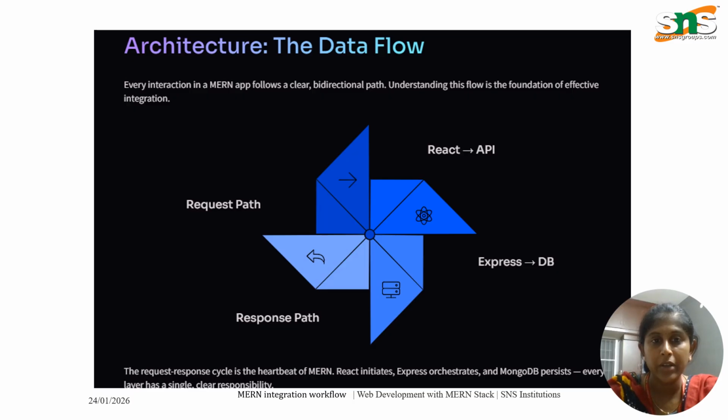This diagram shows the architecture and the data flow in the MERN application. The process begins with the React frontend. When a user performs an action, React sends an HTTP request to the backend API. The request reaches Express and Node.js. The backend processes the request, applies business logic, and communicates with MongoDB. MongoDB, on the other hand, either stores new data or retrieves existing data. The backend then sends the response back to React, and React updates the user interface. This request-response cycle is the foundation of MERN application communication.